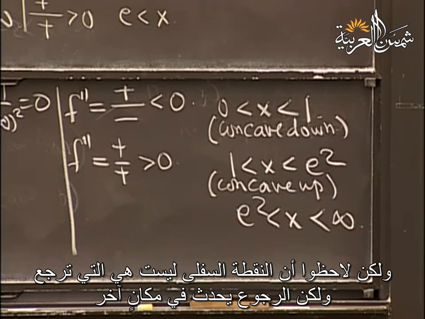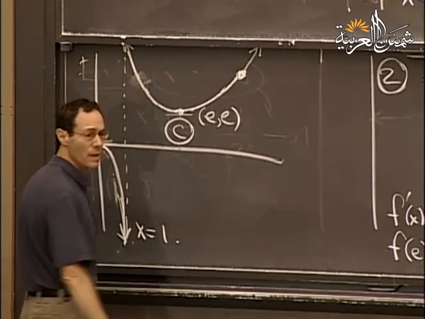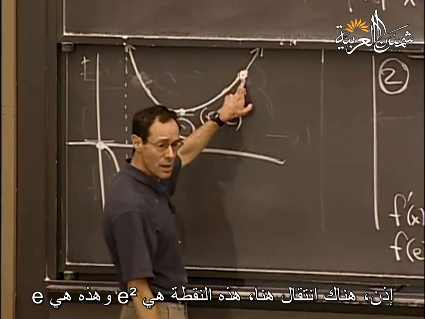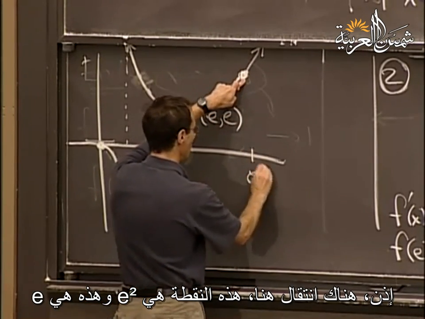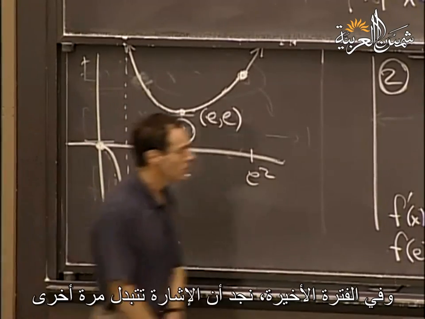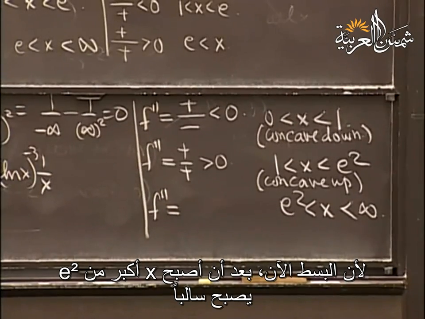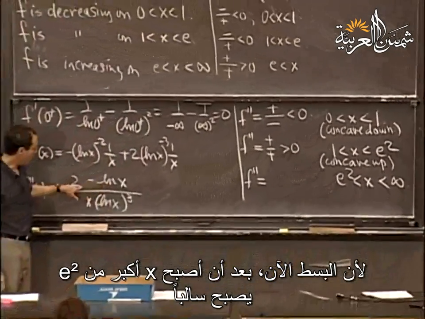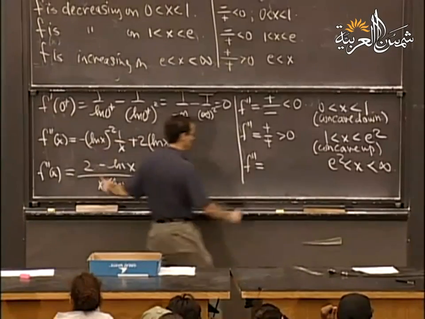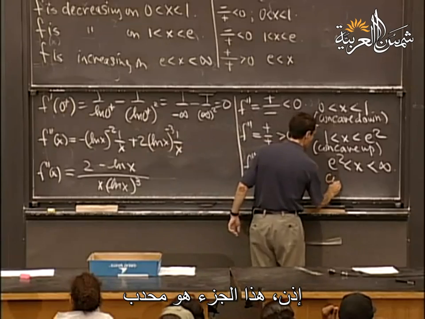But notice that it's not the bottom where it turns around. It's somewhere else. All right? So there's another transition here. This is e squared. This is e. So what happens at the end is, again, the sign flips again because the numerator, now when x is bigger than e squared, becomes negative. And this is negative divided by positive, which is negative. And this part is concave down.